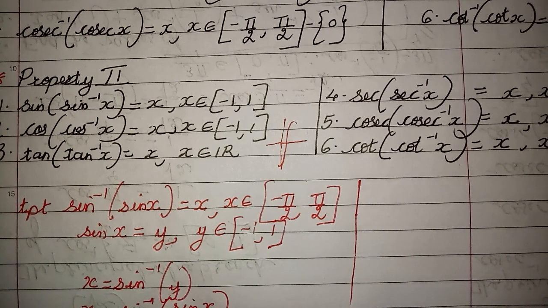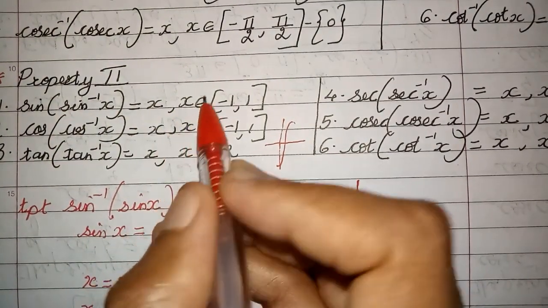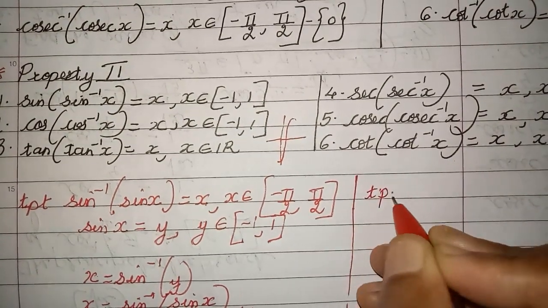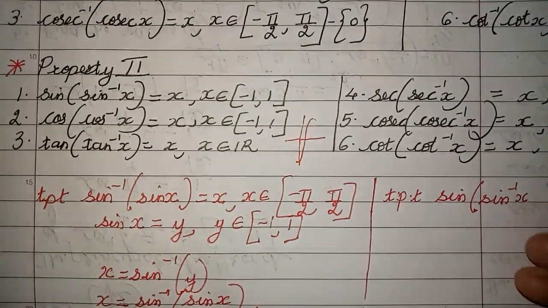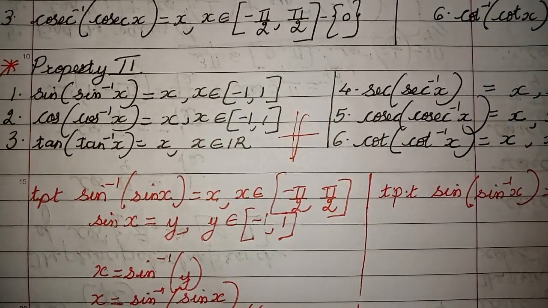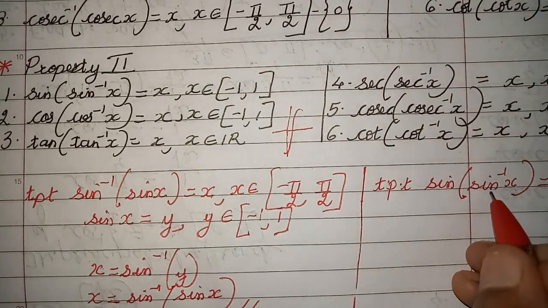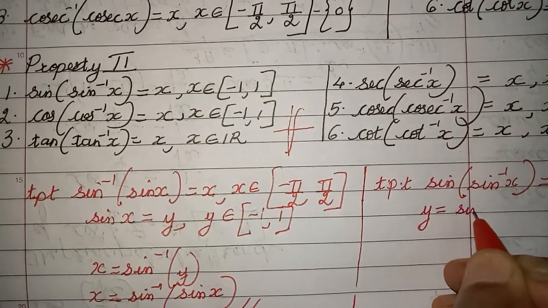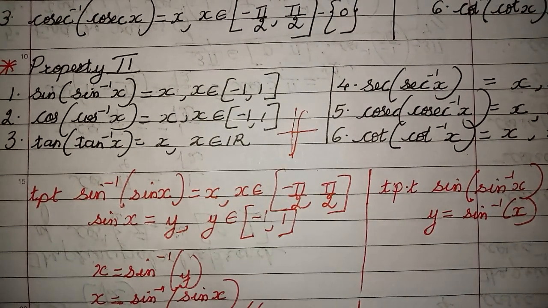So let us prove the first one, that is sine inverse of sine of x is equal to x for x belongs to closed interval -1 to 1. The same way here I am going to prove it. Prove that sine inverse of sine of x is equal to x for x belongs to closed interval -1 to 1. So this time x variable is used now, so I am going to use the term in the bracket as y. So let y equal to sine of x. Y is equal to sine of x, children.